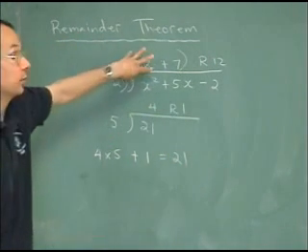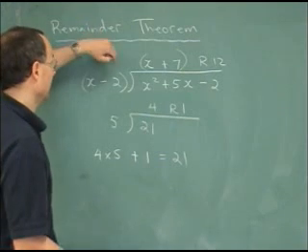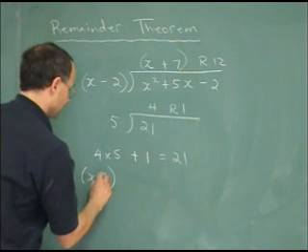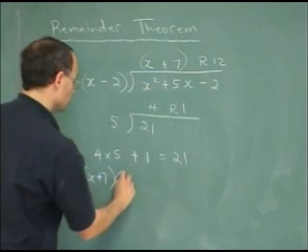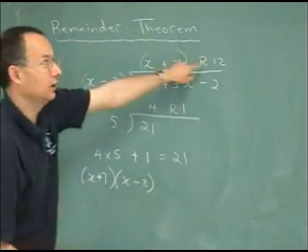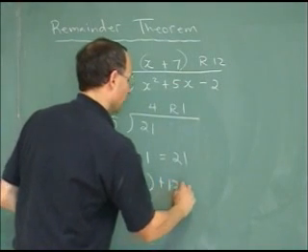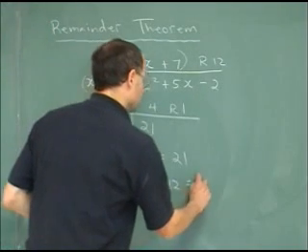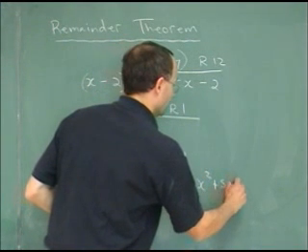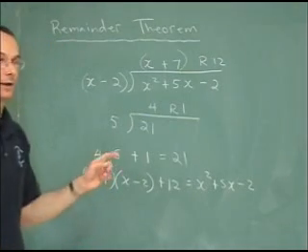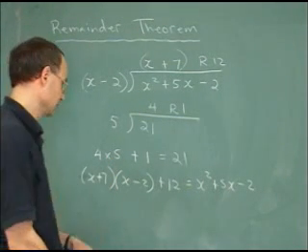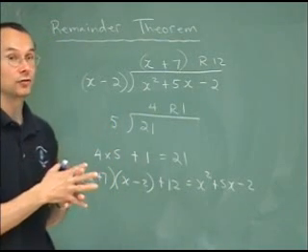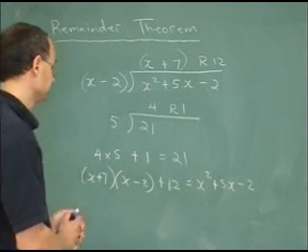Now watch what happens when I rewrite this. I can write this as x plus 7 times the x minus 2 plus my remainder, which is 12, must equal the thing that I'm dividing into. So this polynomial, x squared plus 5x minus 2. Now that's a very important division statement, writing it this way. And it's what really lends itself to what will become the remainder theorem.